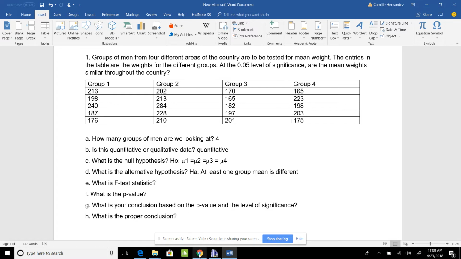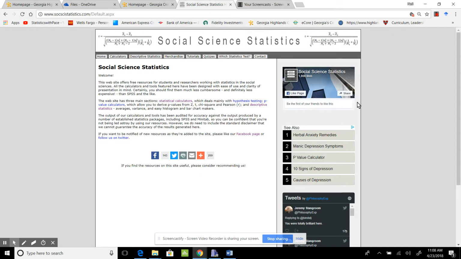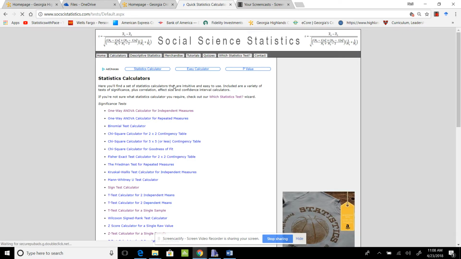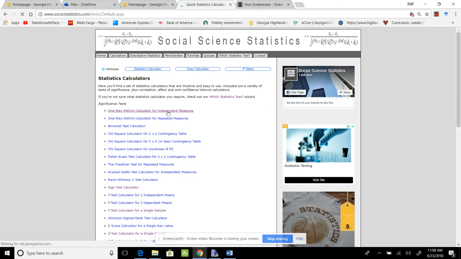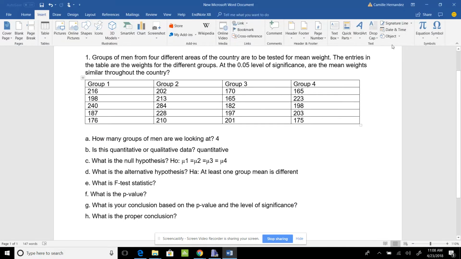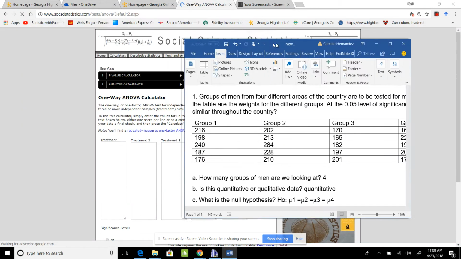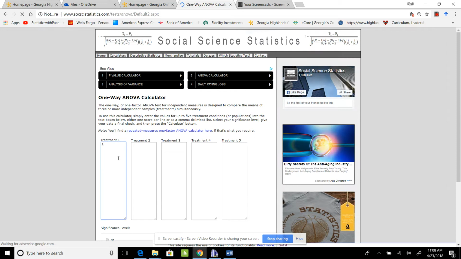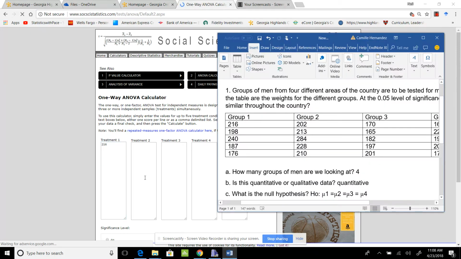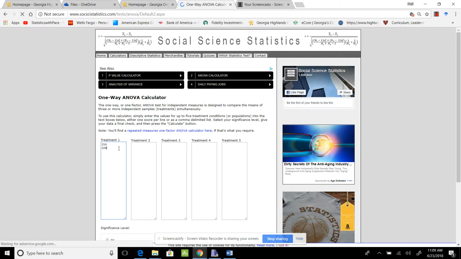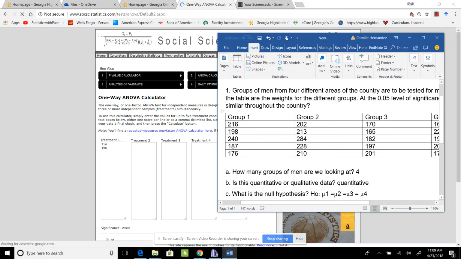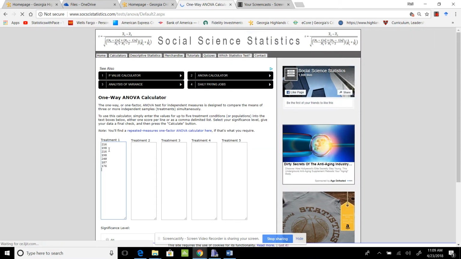Okay, so what is the F statistic? Now I'm going to use the social science site. I'm going to go to calculator, and look right here, it says one-way Anova calculator for independent means. I'm going to bring my data up too so I can remember it. For here, it's 216, 198, or look what I'm going to do. Sometimes it will let you copy and paste, so let's see if it does. Yep, and I'm going to get rid of those first 2 that I had. Sometimes if you put it in a Word document, it will let you paste it.